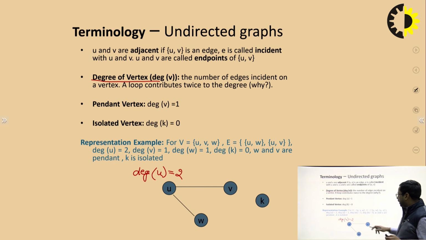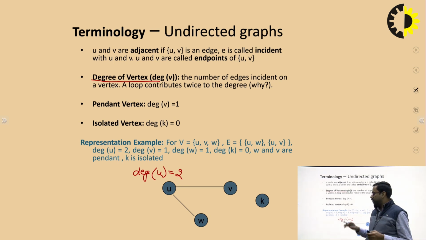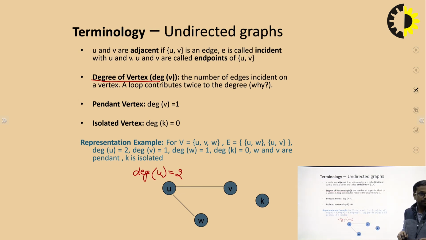And the degree of v is 1, because there is a single connection from node v to node u. But the degree of k is 0. The reason behind that is that k is not associated with any node.